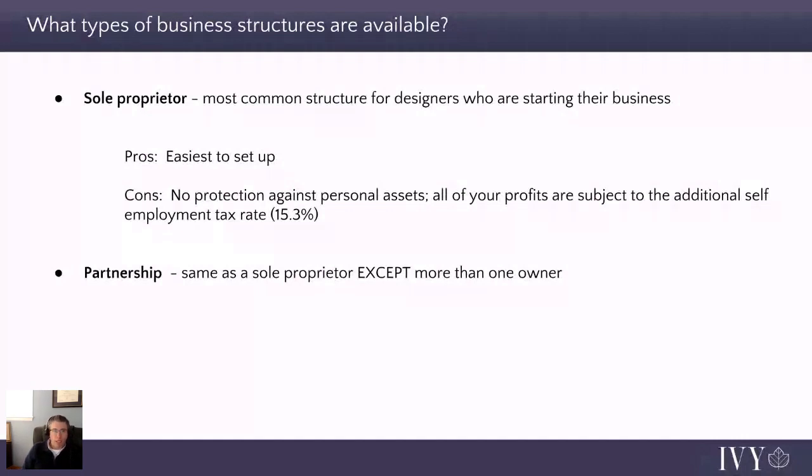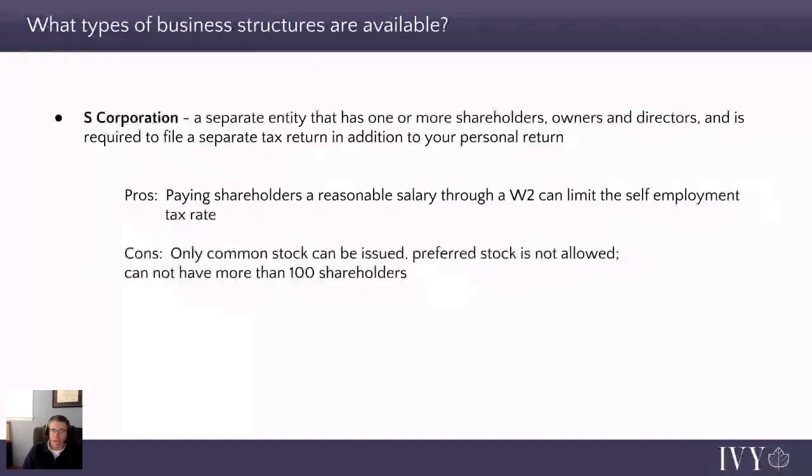Another option is the S corporation. The S corporation is a separate entity that has one or more shareholders, owners, and directors, and requires a tax return in addition to your personal return. Some of the benefits of becoming an S corporation is you're paying yourself a reasonable salary through a W-2, like you are the owner of the company, but you're also an employee.